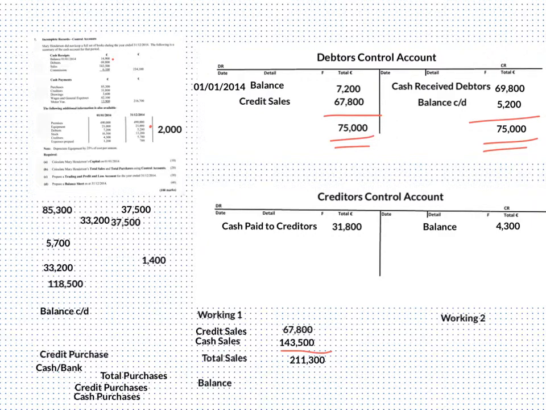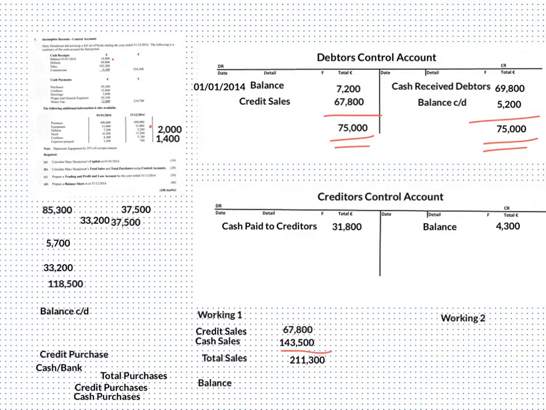Again, the next part we need to do is look at the creditors and see how they have decreased or increased. We can see that the creditors amount from the start of the year to the end of the year has increased from 4,300 up to 5,700. That is an increase of €1,400 in the year, and we just need to show a working so we can find our credit purchases.